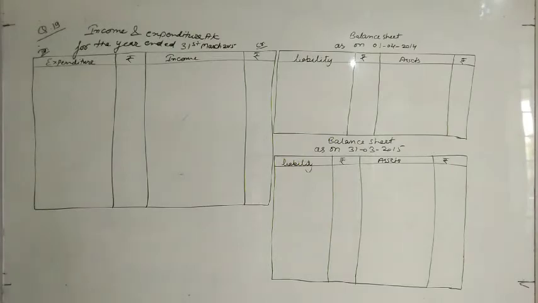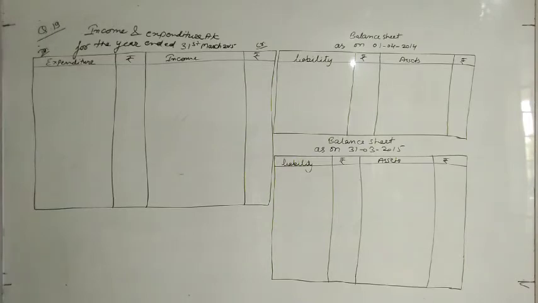Following is the receipts and payment account of Rajdhani Club for the year ended 31st March 2015. The receipt and payment account is given in this question, and there is some additional information. On the basis of this information, we have to prepare the income and expenditure account and balance sheet.